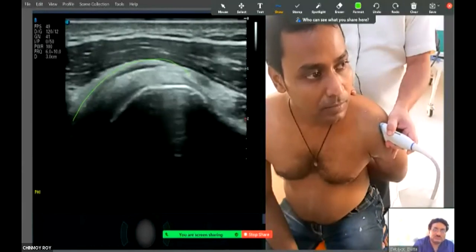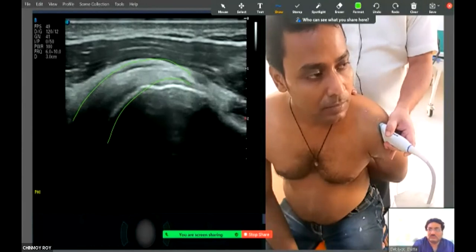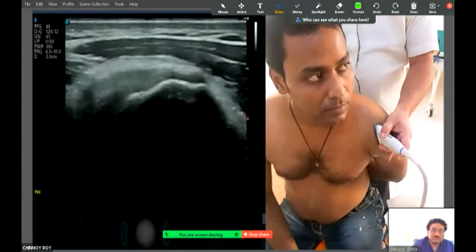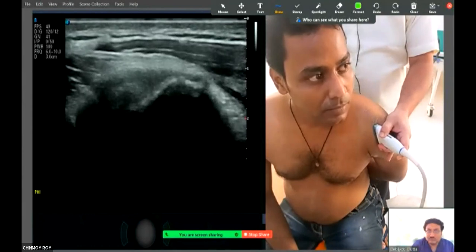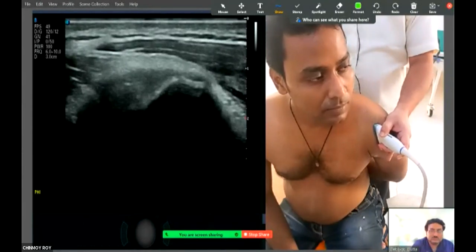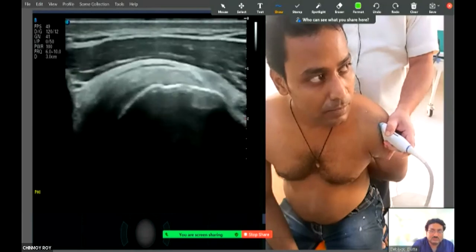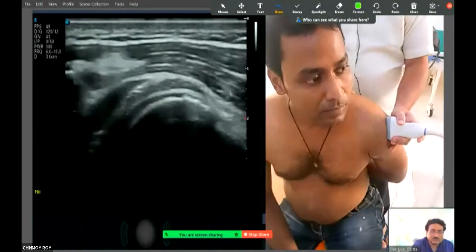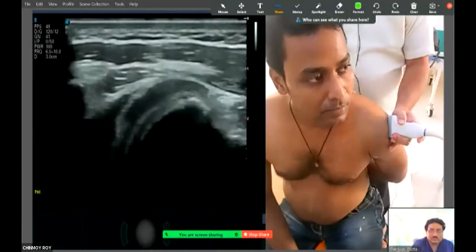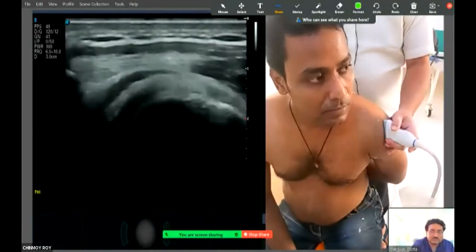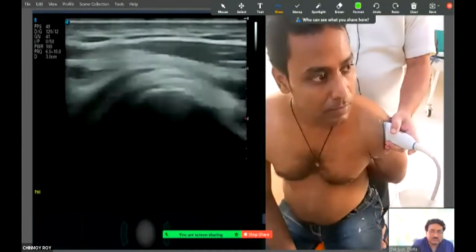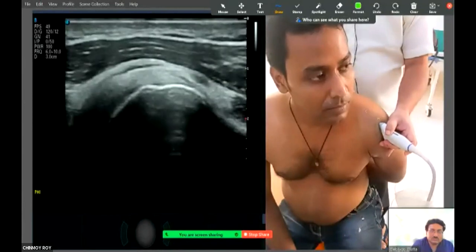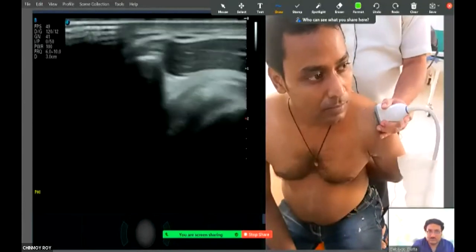And if we want to see the whole breadth of supraspinatus, then I will go like this. This is the end of the supraspinatus. After that subscapularis comes. This is the end, and from here to here, because after that infraspinatus comes. So this is the supraspinatus long axis.